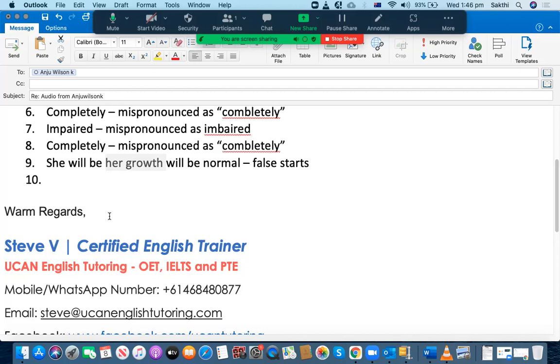Once you start a sentence, try to finish it using one word additionally or two words. She'll be growing normally. That's it, finished. Then you explain that. Okay, so you can say her growth will be normal because of blah blah blah. So that could be in the next sentence. We don't need to start a sentence and abruptly finish it without completing it. That's not good, right? Okay, let's continue now.